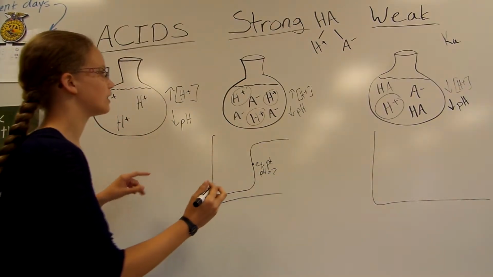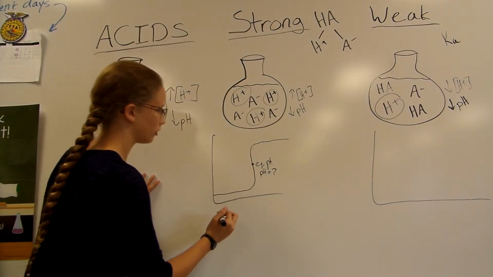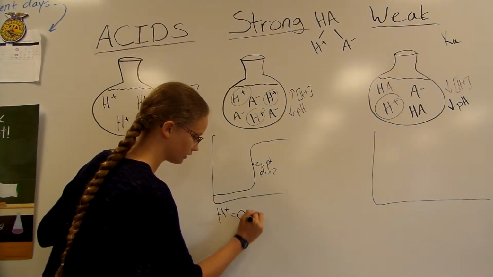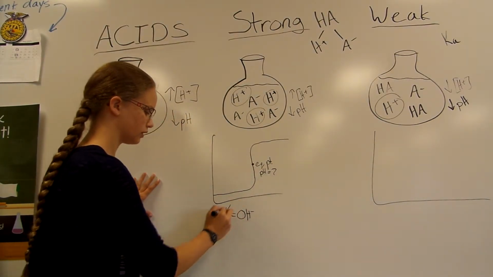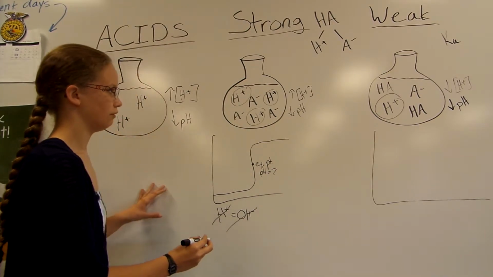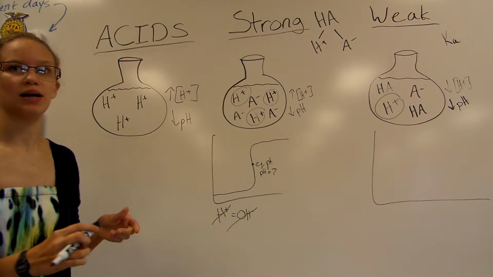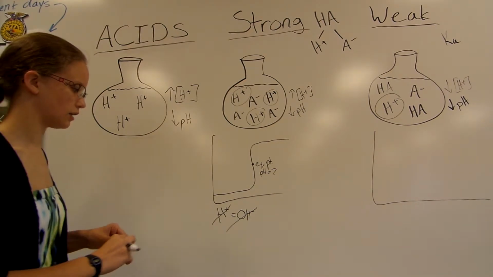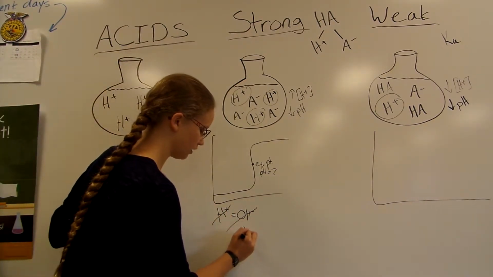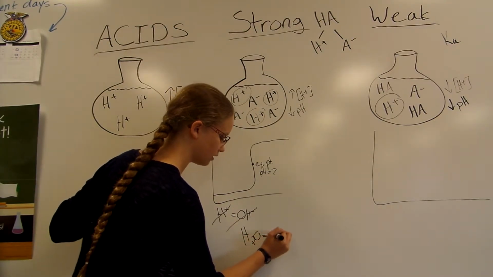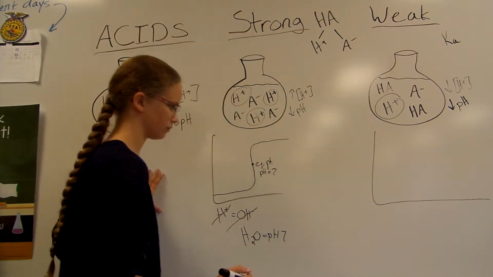If we look at why that is, at the equivalence point, we're going to have H plus is equal to OH minus from our base. So these are going to cancel, which will leave us with our A minus. Since this is a strong acid, A minus does not cause any pH change. And so we're just going to have pH of water, which is equal to pH of 7.